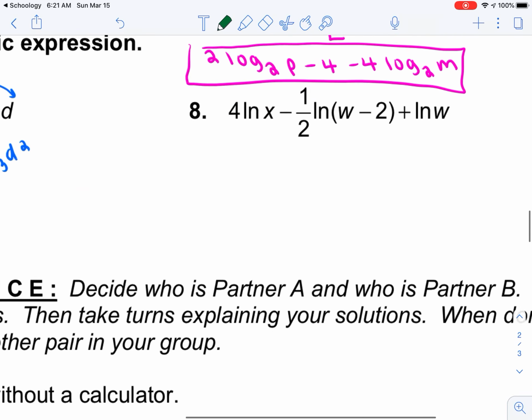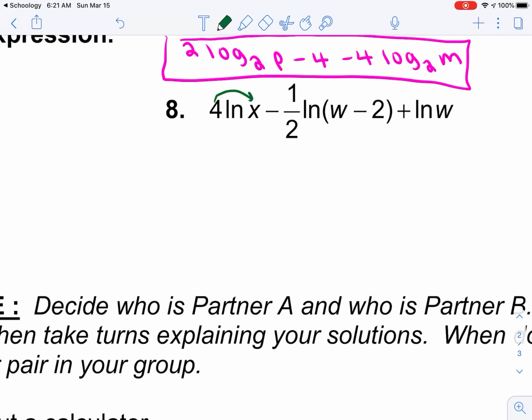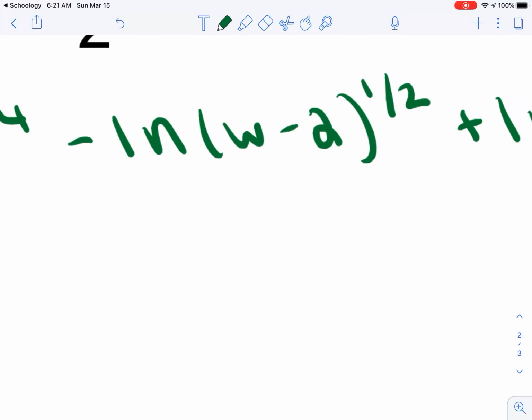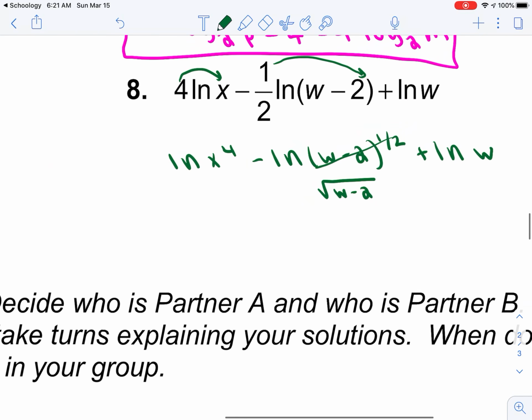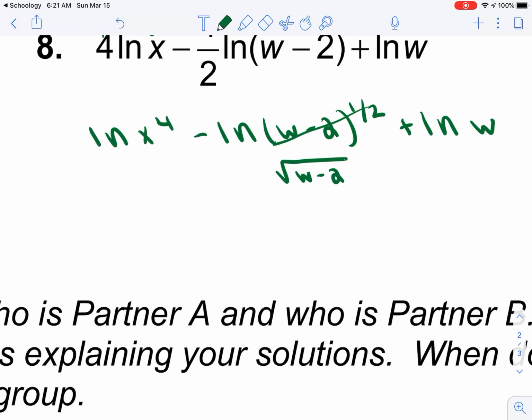Final question in this set, we have the 4 can be brought back, the 1/2 can be brought back, and we get natural log x to the 4th minus natural log of w minus 2 to the 1/2, and then I'm going to rewrite that natural log w. Now, we can't evaluate this. We can, if we want, write it under a radical, because remember, anything to the 1/2 power is the same thing as the square root of that quantity. But other than that, there's no work that we can actually do with that radical.